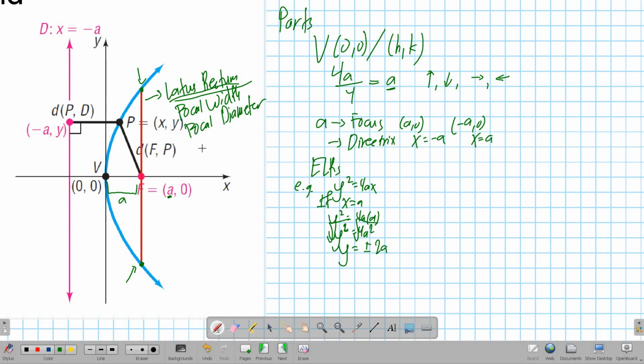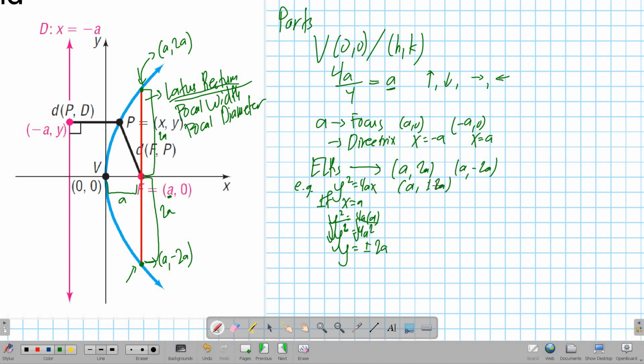This tells us that we have here the coordinates of this point with abscissa a, and then since y is equal to 2a, this is 2a. Here, the abscissa is a again, but y is negative this time, that's negative 2a. Which tells us that this distance is 2a, and this distance would also be 2a. So, the endpoints of the latus rectum in this specific case will have the coordinates a and 2a, and then a and negative 2a. Sometimes it will be positive or negative 2a, again, depending on the orientation.